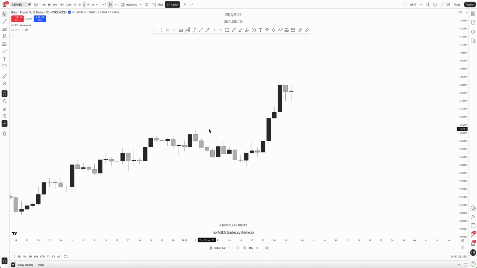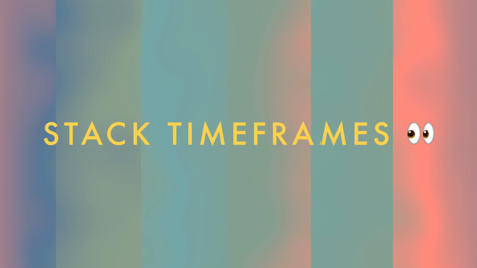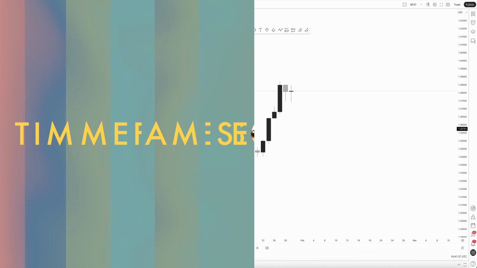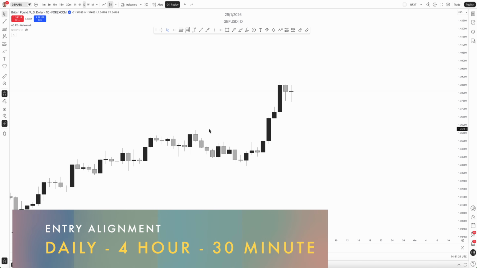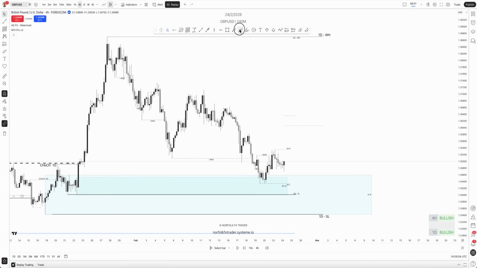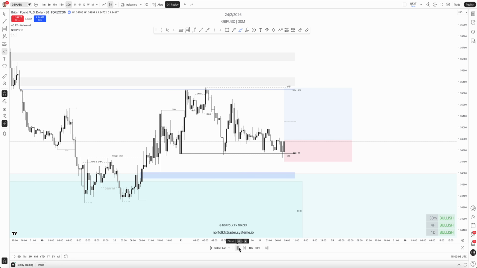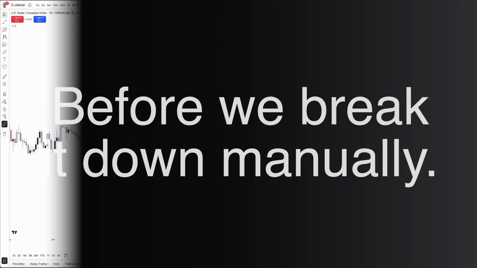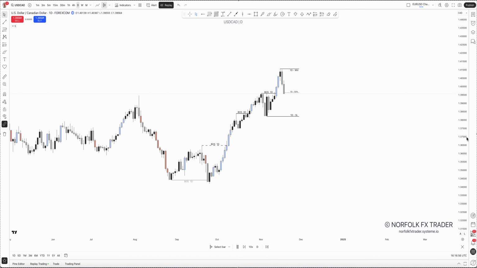Most traders miss high probability entries because they don't stack timeframes properly. Watch carefully, notice how aligning daily, 4 hour and 30 minute makes the entry instantly obvious. Daily sets the direction, 4 hour tightens the structure, 30 minute triggers the entry, all aligned instantly with no thought needed.